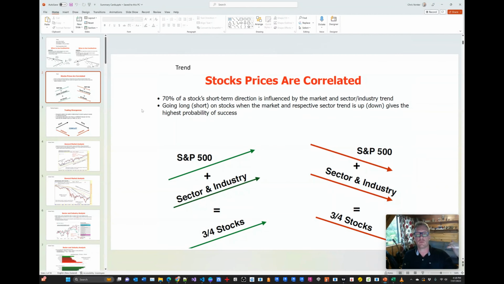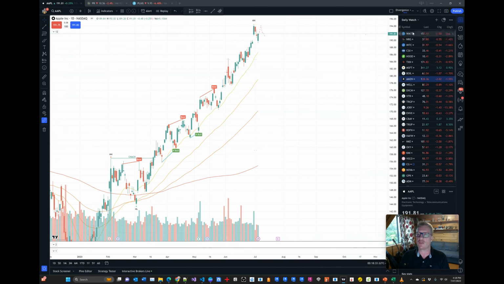Also the inverse, if we want to go short, which I'm going to explain, then that means we need to look at the respective sector trend as well as the S&P 500. And I'm going to explain what going long and going short means.